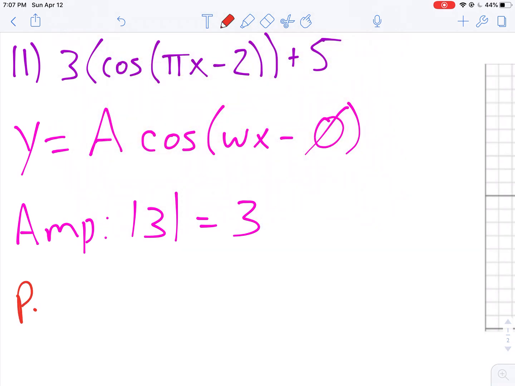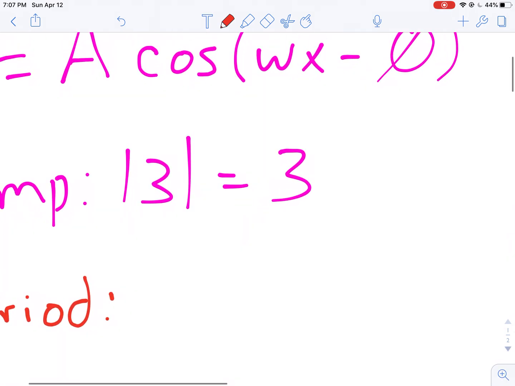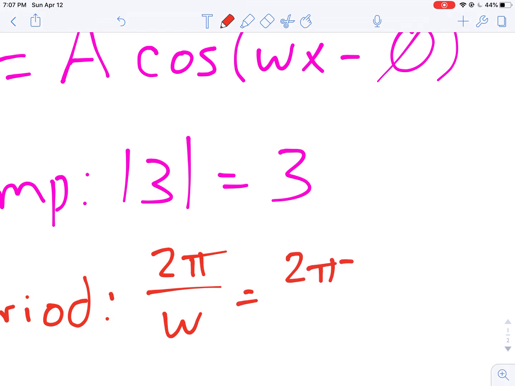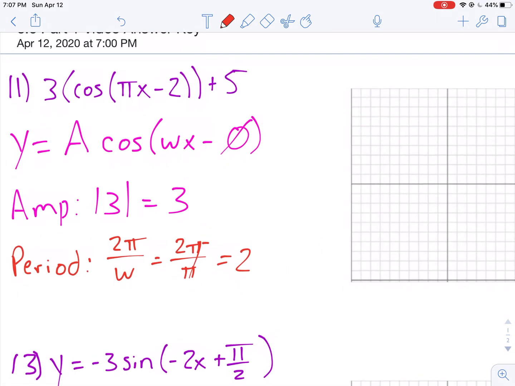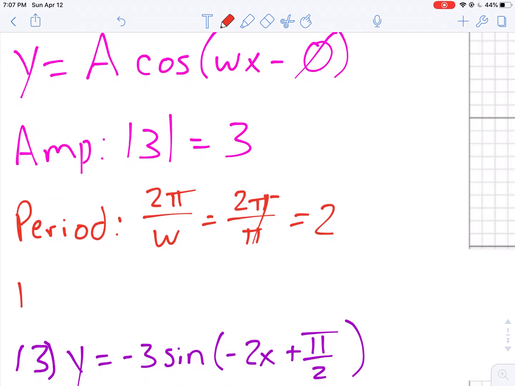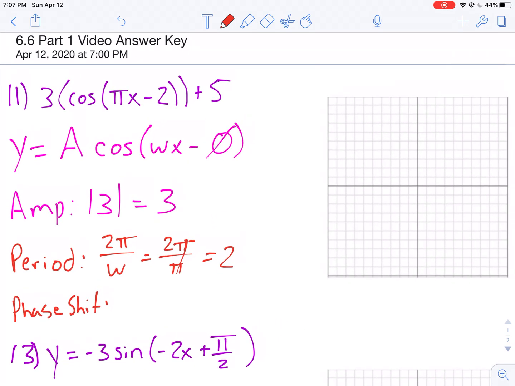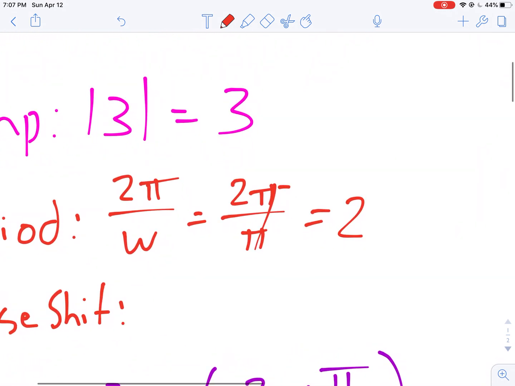My period, this is where it gets a little bit difficult. My period is going to be 2 pi over my omega value, which is 2 pi over pi. Those cross out, and I'm looking at a period of 2 radians. And then my phase shift, well, that's going to be 2 over pi. So my phase shift is 2 over pi to the right because it's minus.